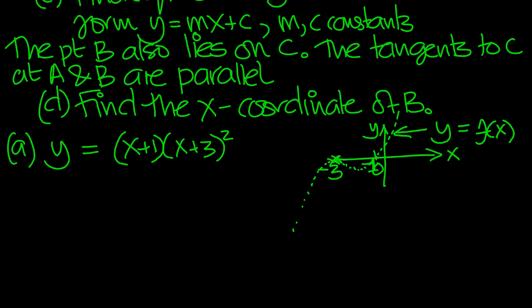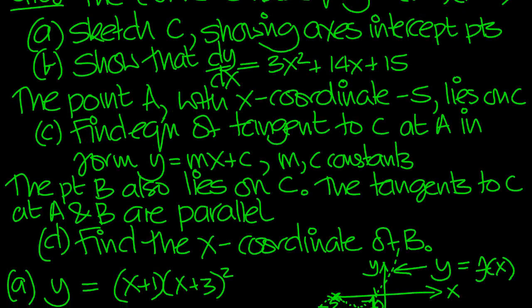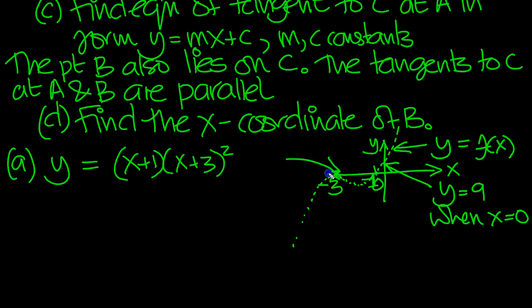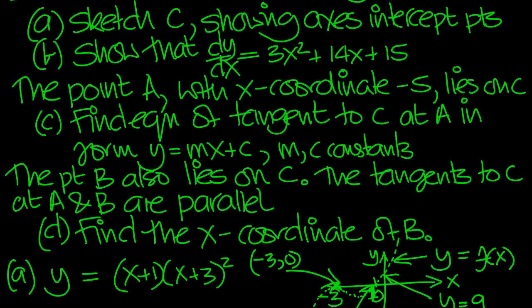Now what did the question ask us for? We've sketched it as part A, showing axes intercept points, so showing where it cuts the axes. So this point here is when x is 0, and if we put 0 in here we get 1, 0 in here we get 3, 3 squared is 9, 9 times 1 is 9. So when x equals 0, y is 9. And this point here is the point minus 3, 0, isn't it? And this point here, which I'll emphasize now, is minus 1, 0. So there they are illustrated on the picture, the axes intercept points.